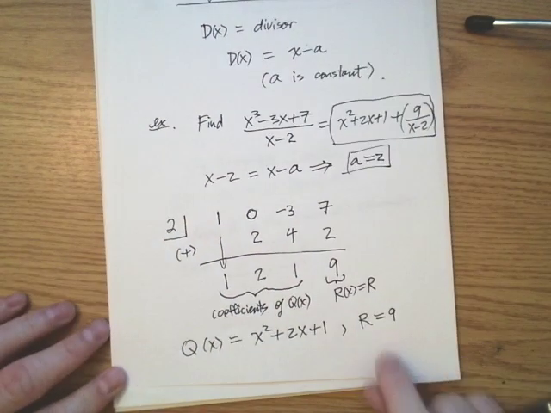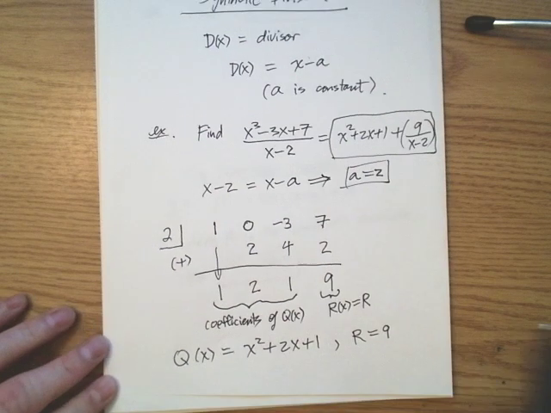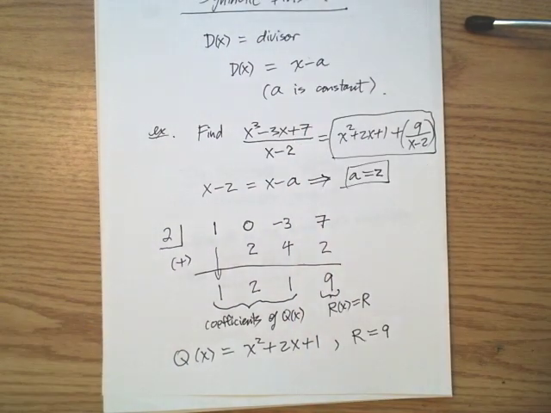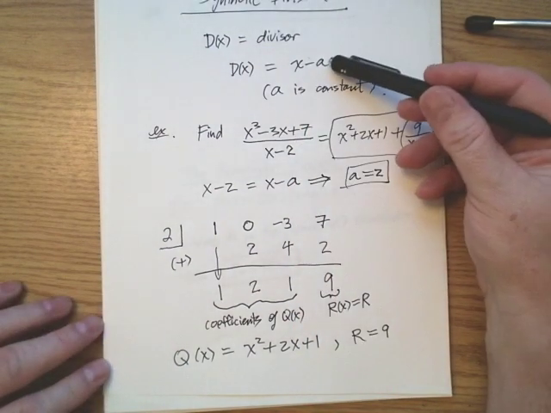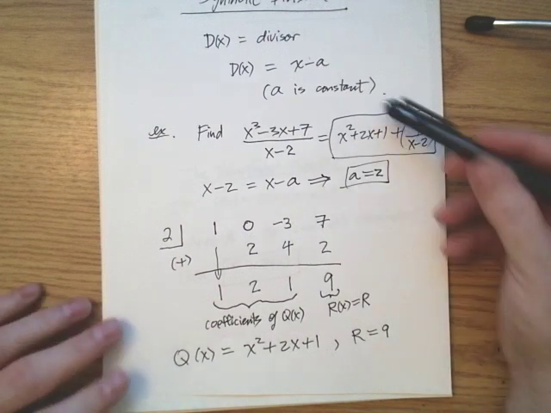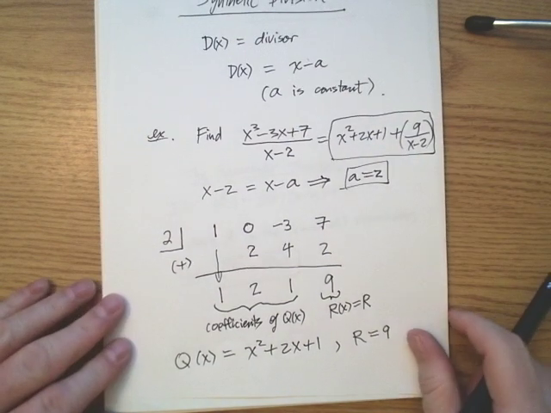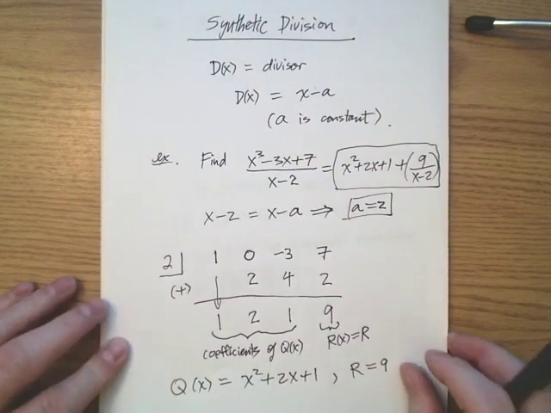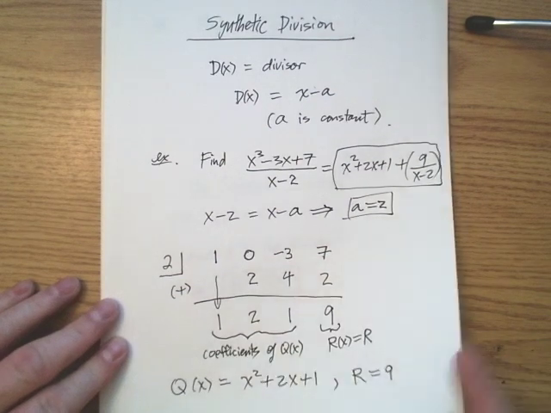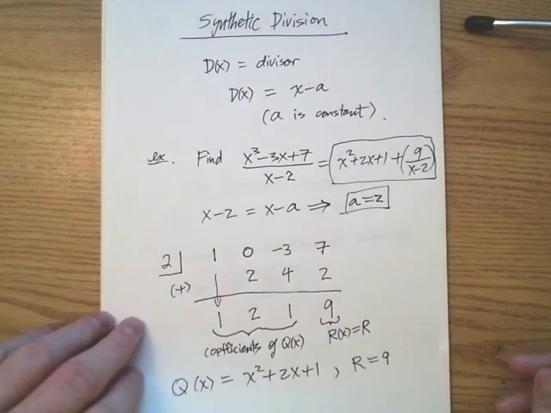There it is. Okay, so whenever we're using synthetic division and dividing by x minus a, we're always going to get a remainder, which is just a constant. So I'll be writing r instead of r of x. Okay, let's try another example.